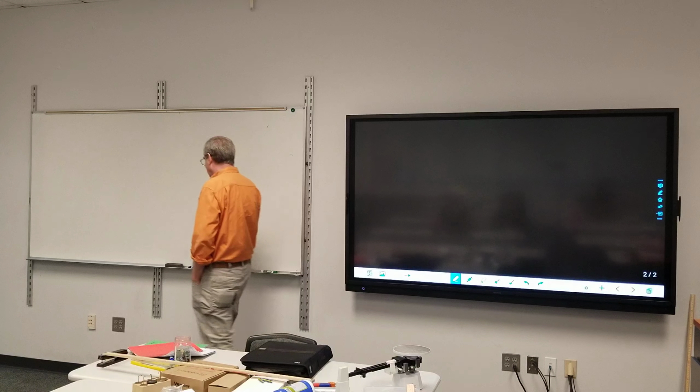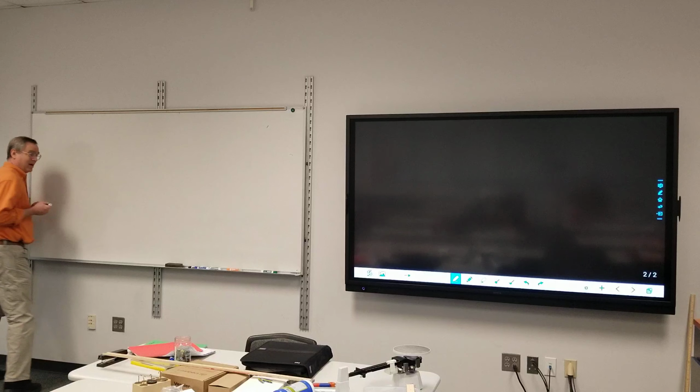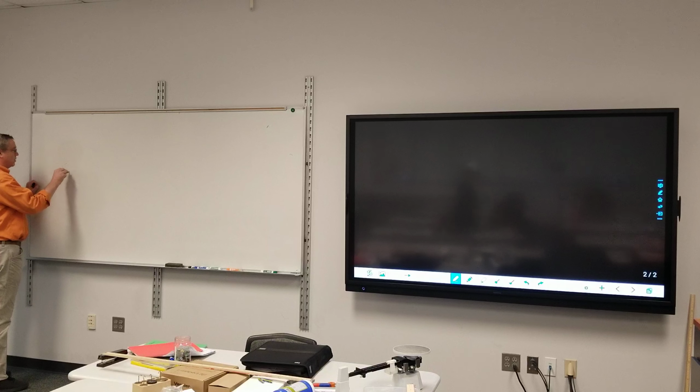It's the force diagrams. That's 1, 2, either that or draw the picture. Mass 1, 2, 3, 4.